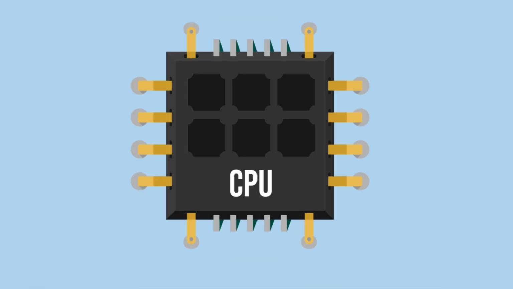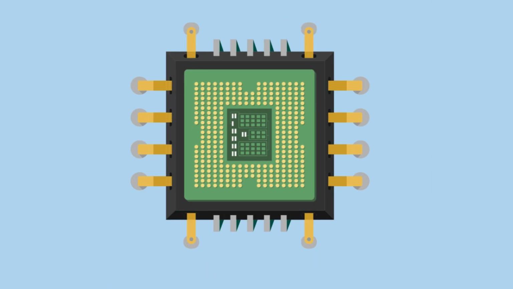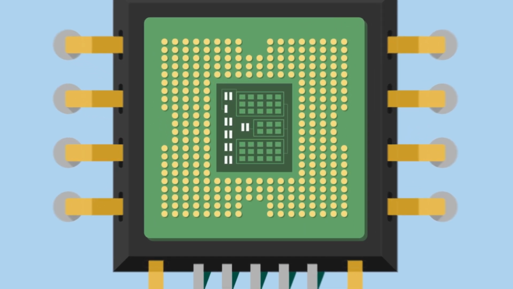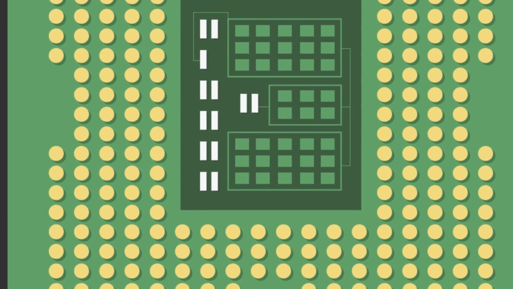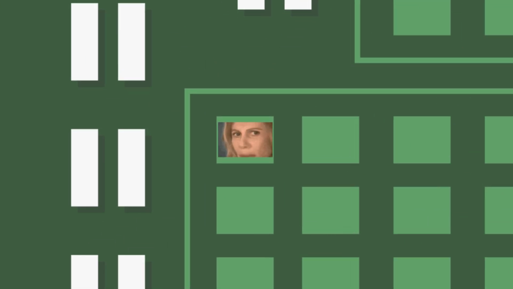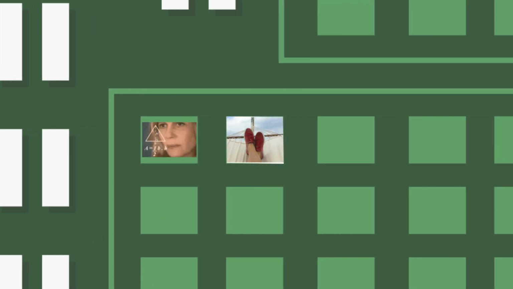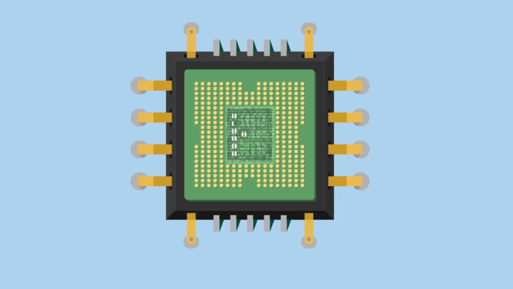Let's zoom in even more. Inside the CPU are smaller parts called cores. You can think of them as mini-bosses. Each core handles jobs. One core may handle your app logic. Another core may work on loading images. Another may deal with system tasks. They switch between jobs very fast. So fast, it feels like everything runs at once.